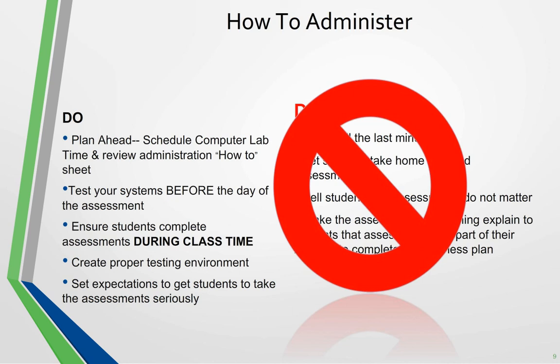Third, for required assessments, all students must complete their assessments during class time. If students need more than 1 class period to complete the diagnostic or the summative assessments, please notify your program staff for assistance. Doing these assessments during class time will help you ensure that all students take the required assessments in a proper testing environment.